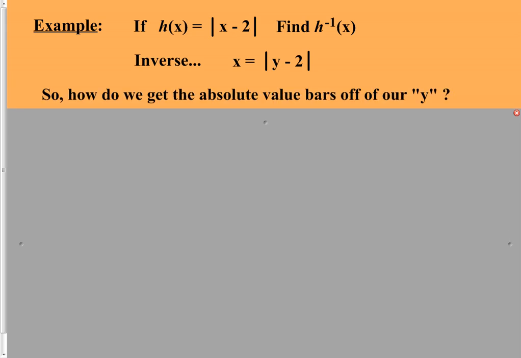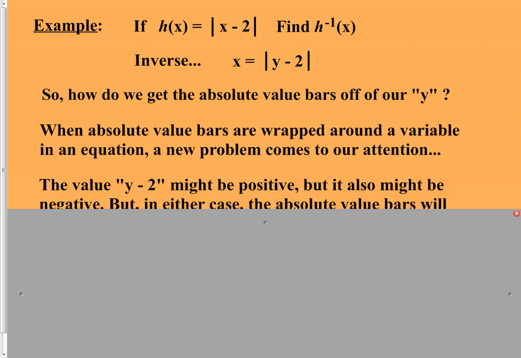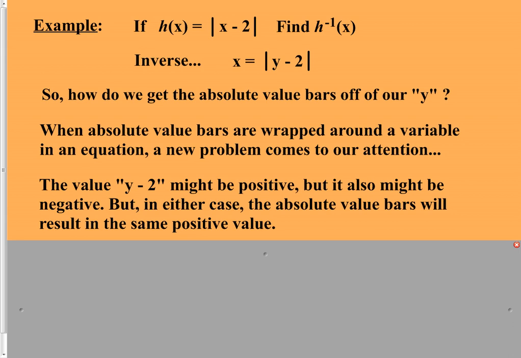Okay. Now we're going to have a little bit of a discussion here. We've got to get to the y. And as we can easily tell, our y is tangled up inside of absolute value bars. We cannot get to y until we get the bars off of y. Okay. But how to do it? Now, here's the thing. When absolute value bars are wrapped around a variable in an equation, a new problem comes to the forefront. And that problem is this.